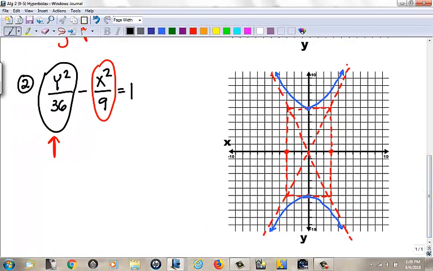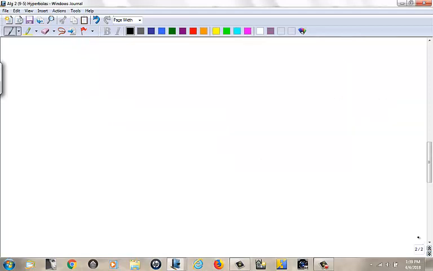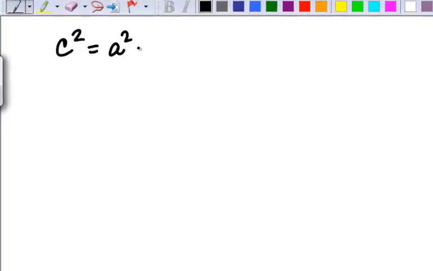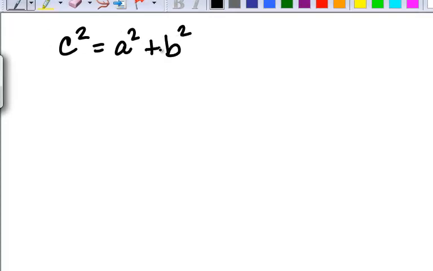Okay, good with that? On the ellipse, we had a formula for the c squared. And this one you have a formula. It's c squared equals a squared plus b squared. Now the author goes through what's the a and what's the b.